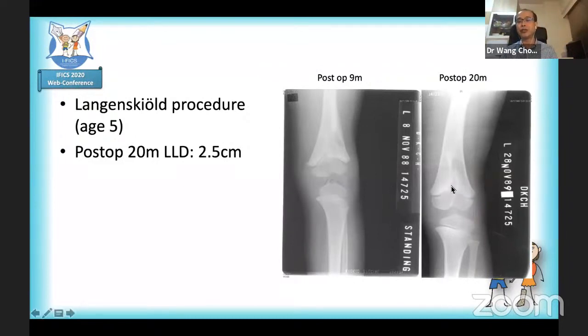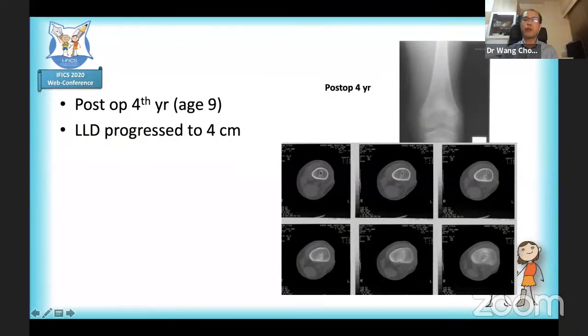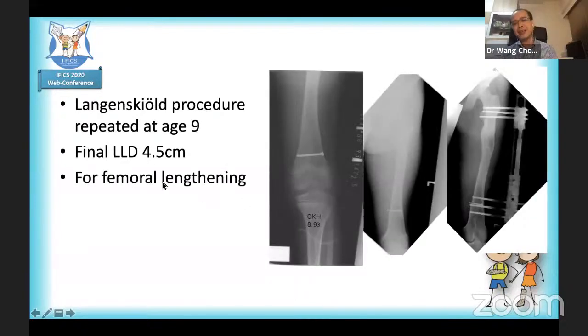And you can see the gradual reduction of the tenting. But at 4 years post-op, the leg length discrepancy was found to have progressed to 4 centimeters. If you look at the X-ray, despite the reduction of the tenting, you can see some sclerosis around the previous operative site. And the CT scan confirms the reformation of the bone bar. So a repeated Langenskiöld procedure was performed at the age of 9, with a leg length discrepancy of 4 centimeters. The final leg length discrepancy at skeletal maturity is 4.5 centimeters. If you look at the position of the screw, it shows steady growth away from the physis. And the patient eventually opted for femoral lengthening instead of epiphysiodesis.